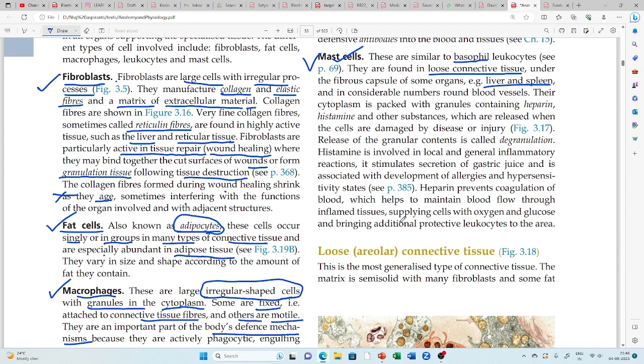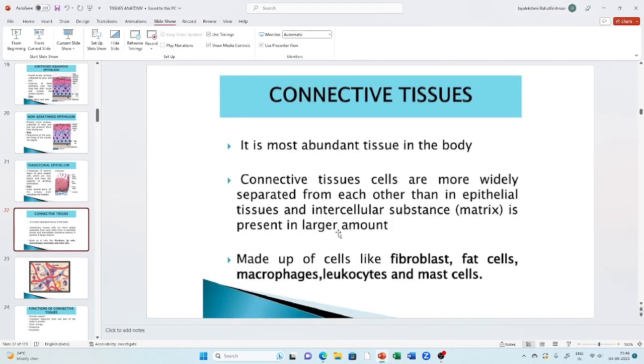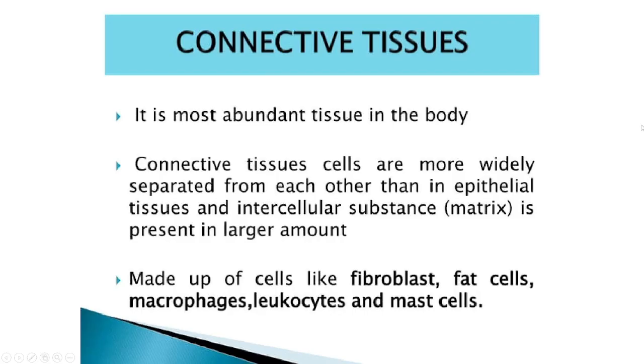Now we will go to the slide, connective tissue. Here you can see the same thing; I will explain once more. It is the most abundant tissue. This is an important topic: which tissue is most abundant in the body? That is connective tissue. Connective tissue cells are more widely separated because these cells are not closely attached. They are widely separated from each other, and in the space there are intercellular substances also.